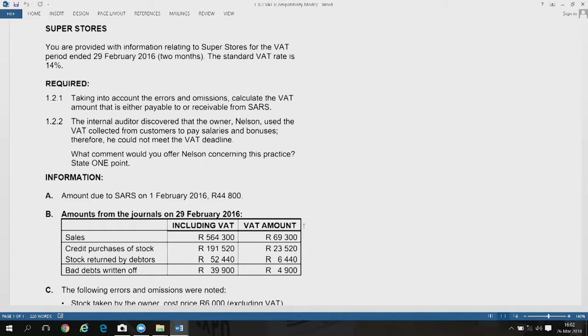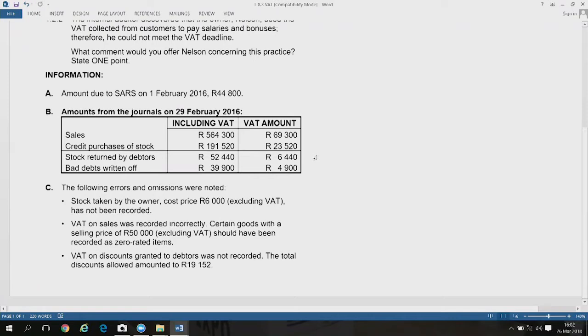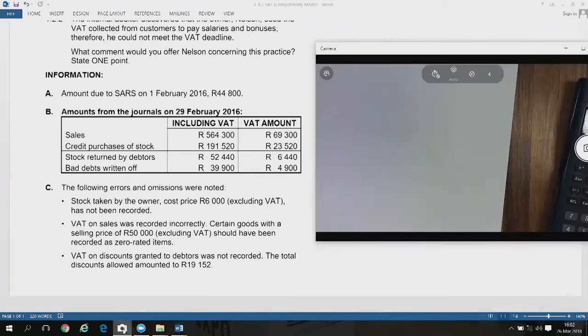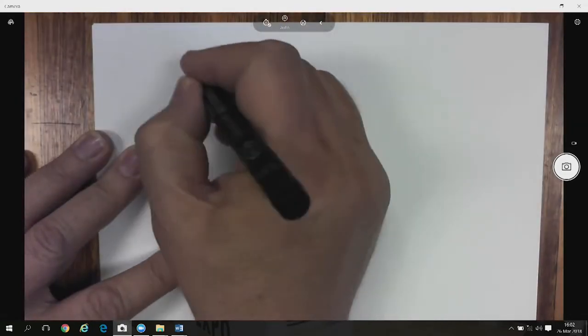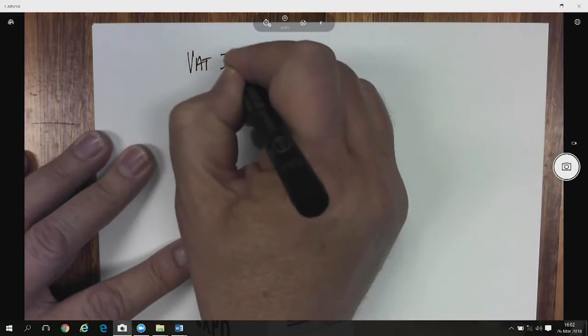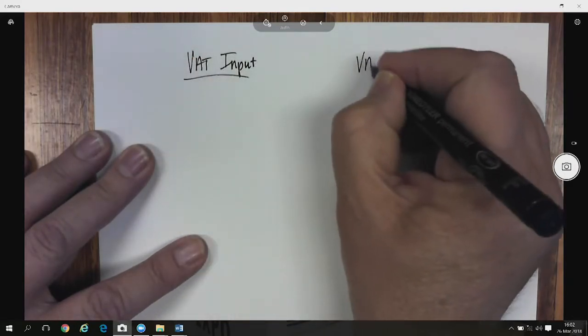Take into account the errors and omissions. Calculate the VAT amount that is either payable to or receivable from source. Please, when you're done, you must say if it's receivable or payable to source, and there's also a thing there that we must look at. There's your information, but before we do that, I just want to quickly do a little bit of explaining of VAT. You can do it in 2 ways. I prefer this one because this is the easiest one. There's VAT input and there's VAT output.